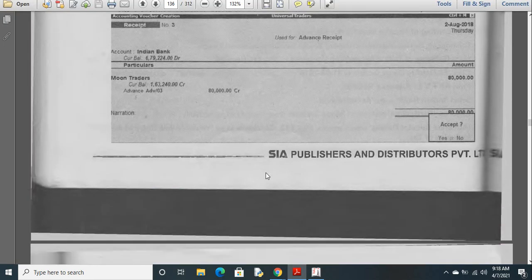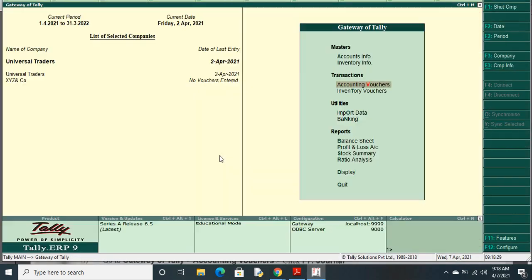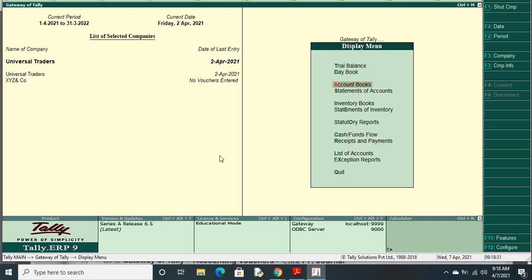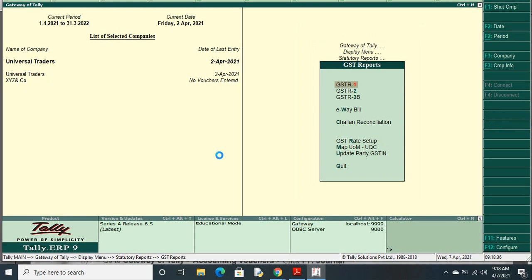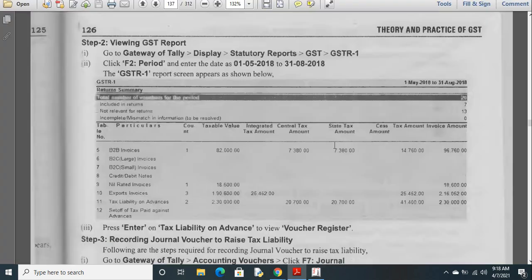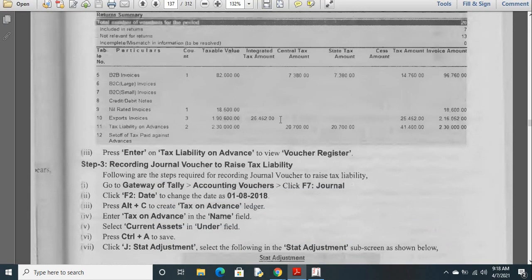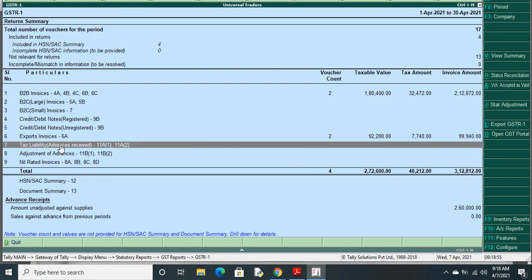Now we have to go with the sales voucher. Where can we see this? Under GSTR 1 we can see these things. Go to display, statutory reports, GST, GSTR 1. Here we have to specify the same period. The GSTR 1 report screen looks like this. Tax liability on advance, to view the voucher register.